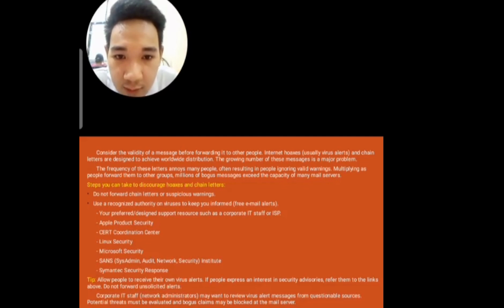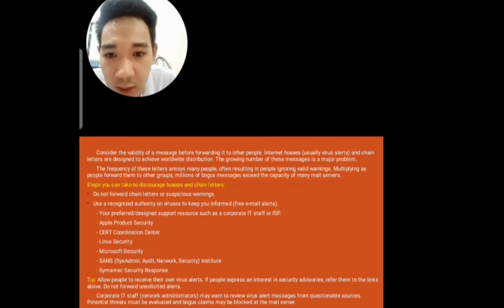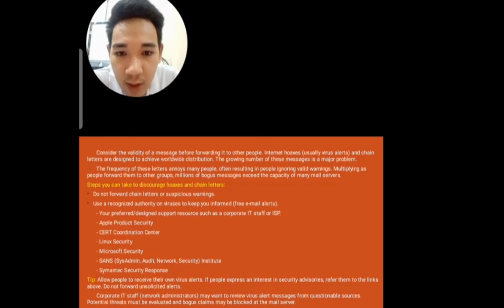Tip: allow people to receive their own virus alerts if people express interest in security advisories. Refer them to the links above. Do not forward unsolicited alerts. Corporate IT staff and network administrators may want to review virus alert messages from questionable sources. Potential threats must be evaluated and bogus claims may be blocked at the mail server.